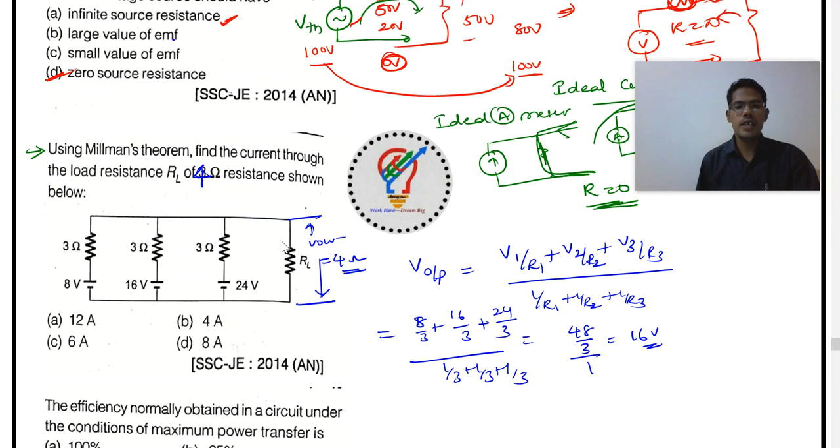Okay, we need to find the current here. So I is equal to V by R. So 16 divided by 4 is going to be 4 amps, which is the answer for this question. Okay, so hope you understand this theorem here, and we'll move to the next question.